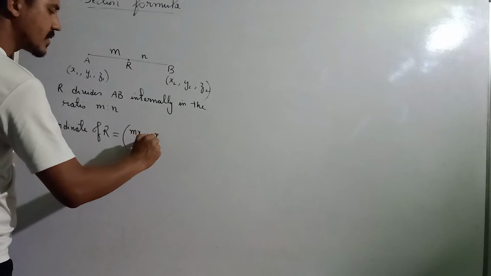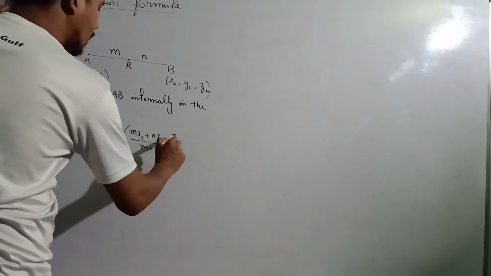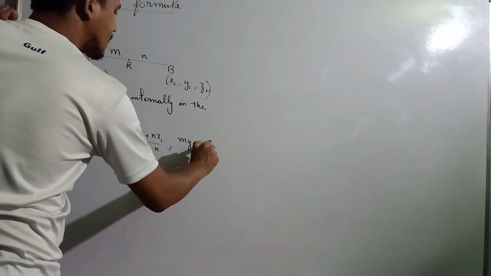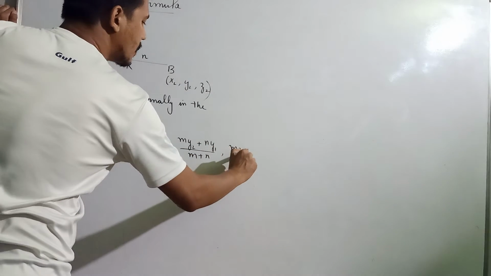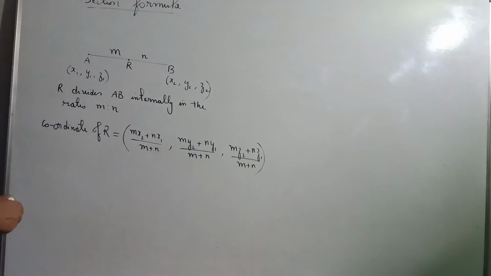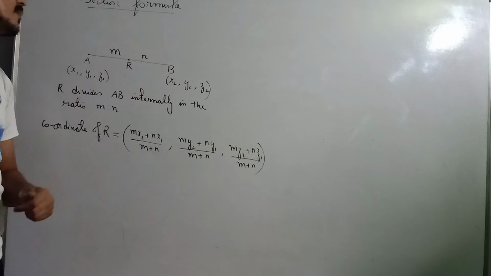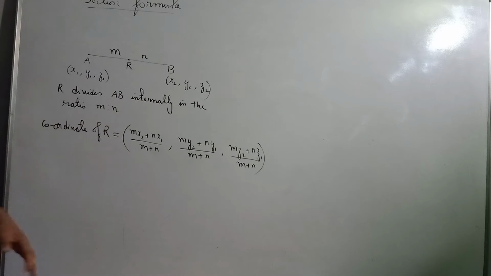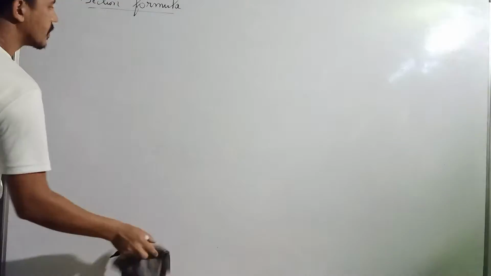mx2 plus nx1 upon m plus n, my2 plus ny1 upon m plus n, mz2 plus nz1 upon m plus n. So if R divides the line joining AB internally in the ratio m is to n, then the coordinate of R can be determined by using this formula known as the section formula. Clear? Now, that is for internal division.